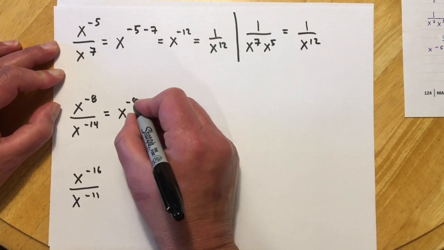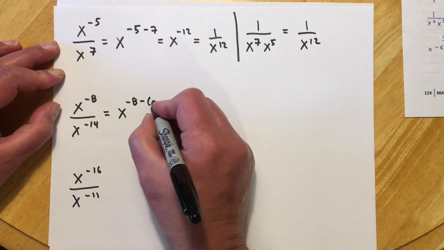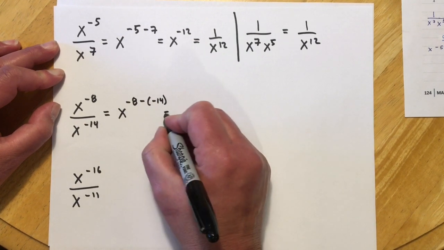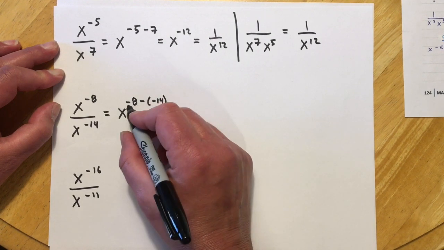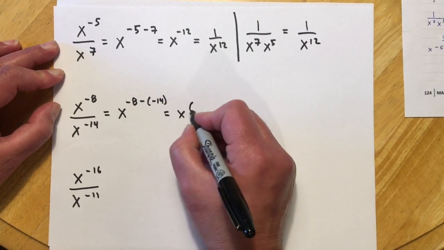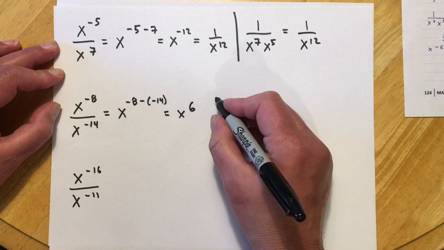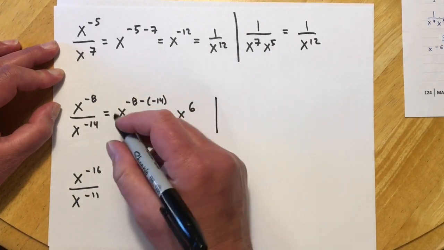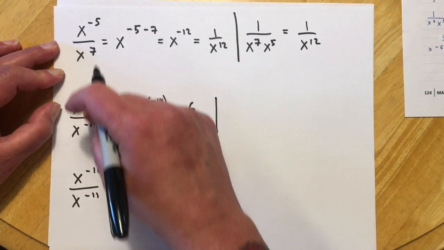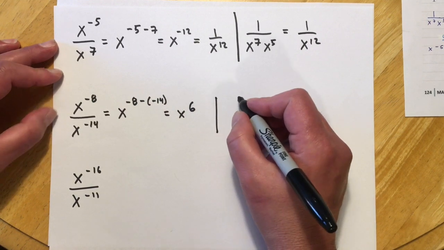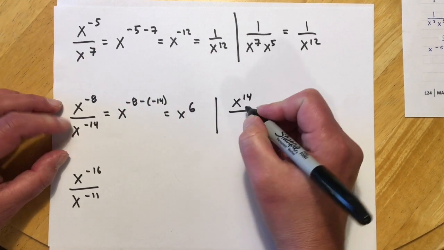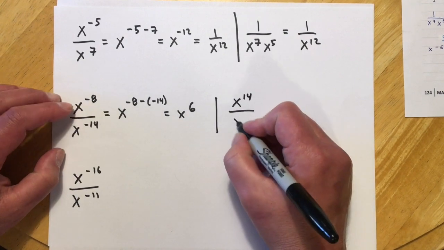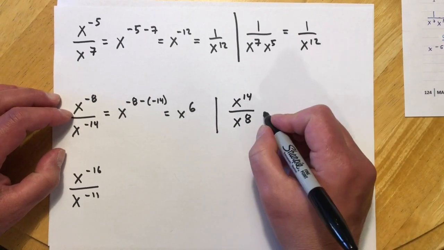So x to the negative 8 and then minus a negative 14. So that would be x to the minus would be plus, so negative 8 plus 14 would be positive 6. If I think of it the other way, so for me, I would rewrite these with positive exponents. So the x to the negative 14 should be x to the 14 up top, and then x to the negative 8 up top becomes x to the 8 downstairs.